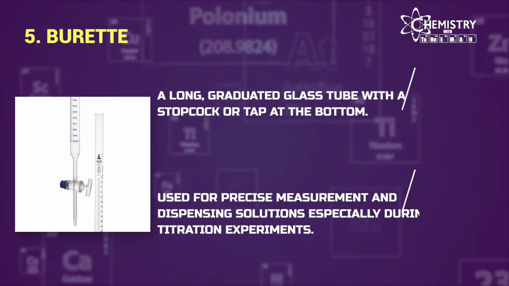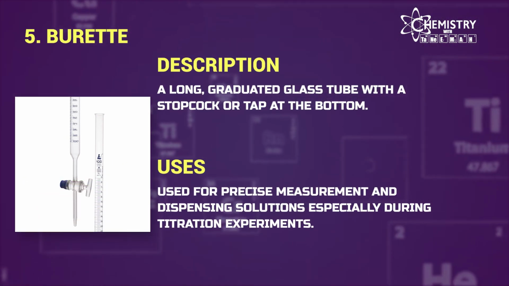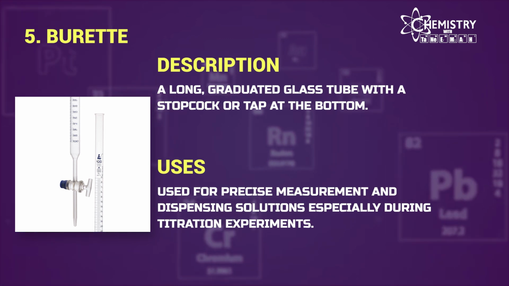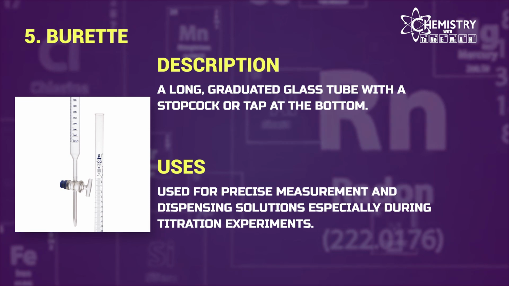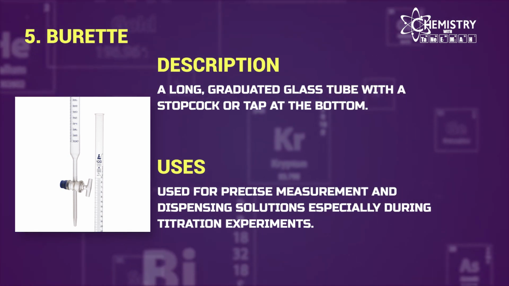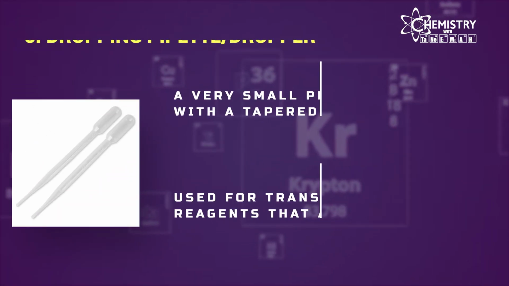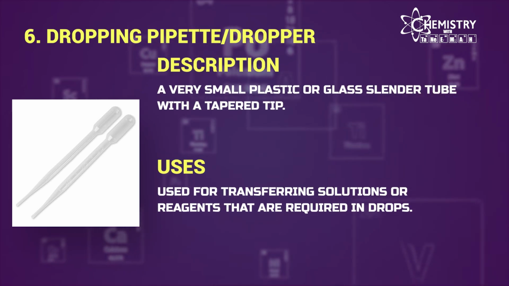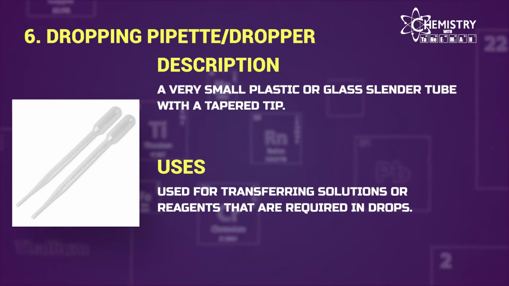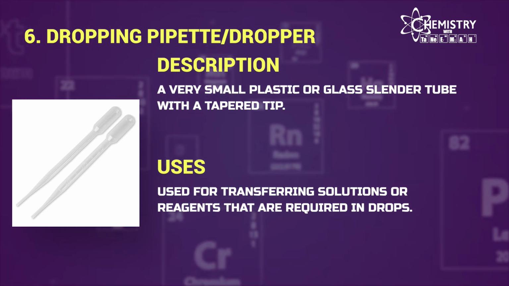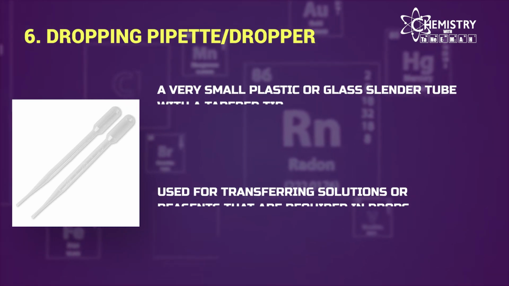Number five, burette. Burette is a long graduated glass tube with a stopcock at the bottom. It is used for precise measurement and dispensing of liquids, especially during titration experiments. Number six, dropping pipette. Dropping pipette is a very small narrow tube similar to pipette. It is used for transferring solutions or reagents that are required in drops during an experiment.